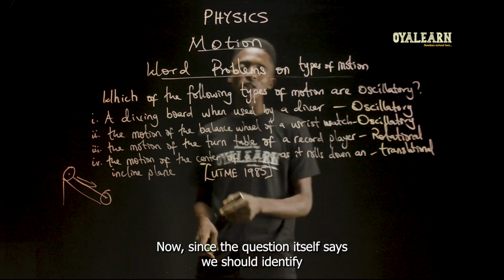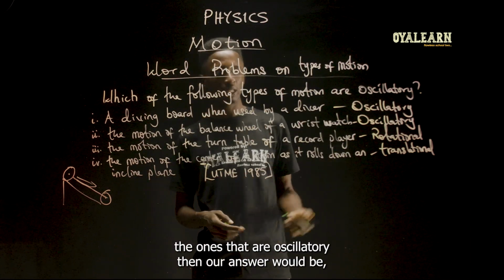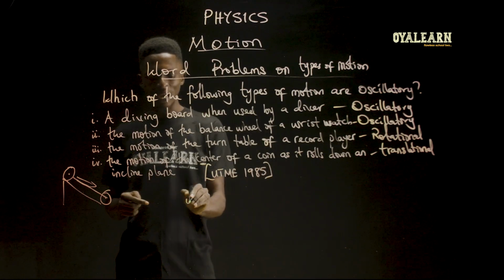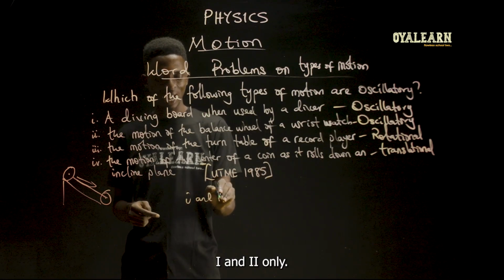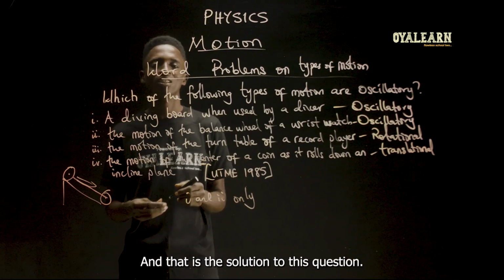Now, since the question itself says we should identify the ones that are oscillatory, then our answer would be I and I only. And that's the solution to this question.